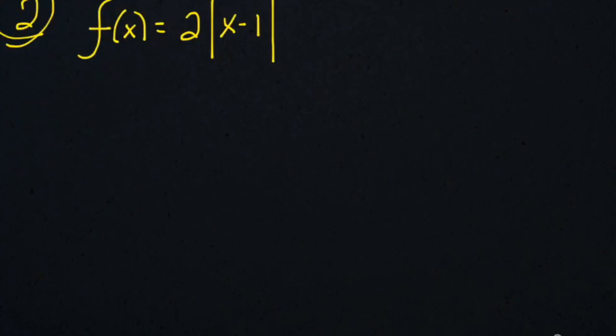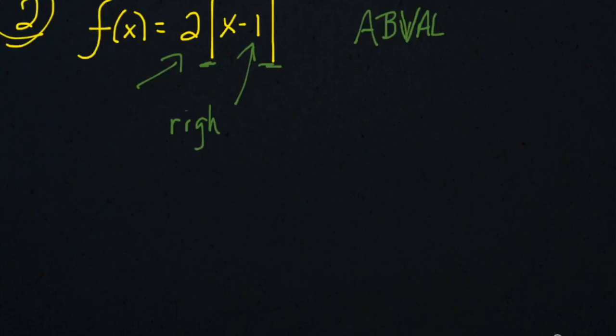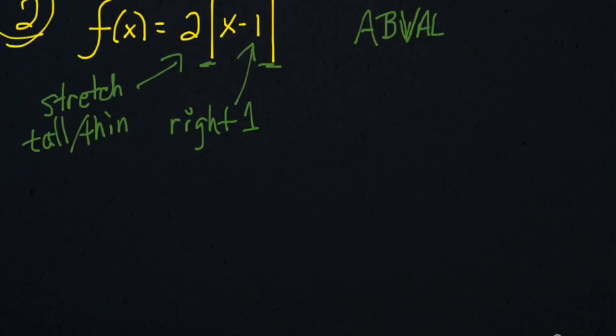Number two, what kind of function is this? Well, these beautiful little bars right here tell me it's an absolute value. And that means it is a V-shaped curve. And now let's look and see what do these two numbers mean. Well, the negative 1 on the inside moves it to the right. So I'm moving it to the right 1. And the 2 on the outside is going to be a stretch. Remember, the stretch makes it tall and thin, or tall and skinny.